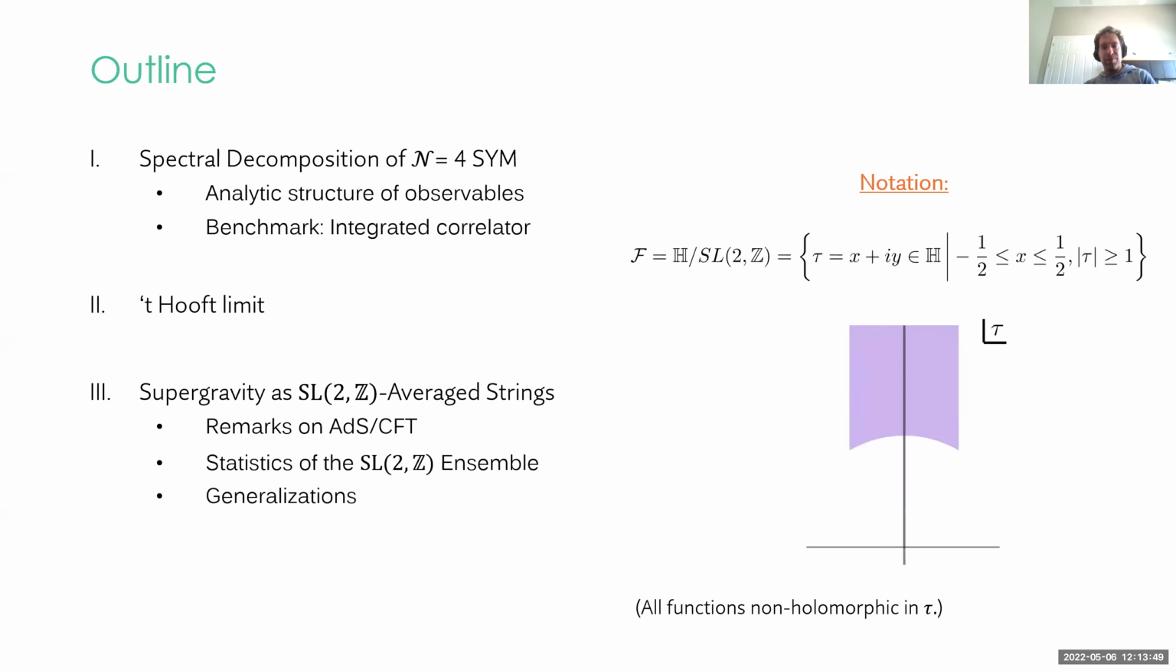Let me introduce some notation before proceeding. We'll call tau = x + iy. And so in particular, large y is small g Yang-Mills. So large y is the perturbative regime of the theory. And I'll write functions as functions of tau, but everything in sight should be understood to be non-holomorphic in tau.